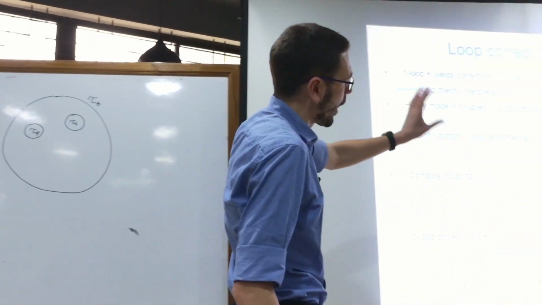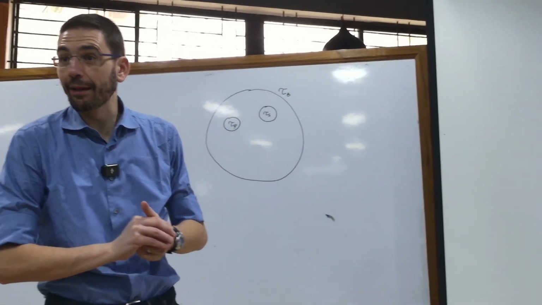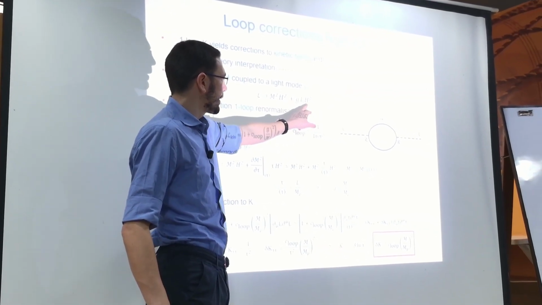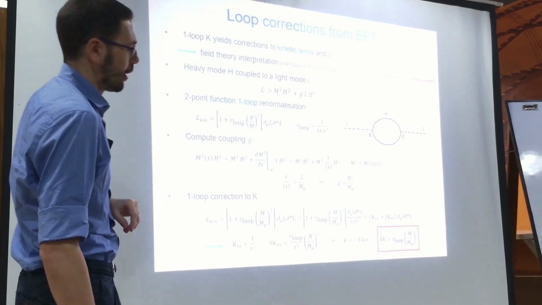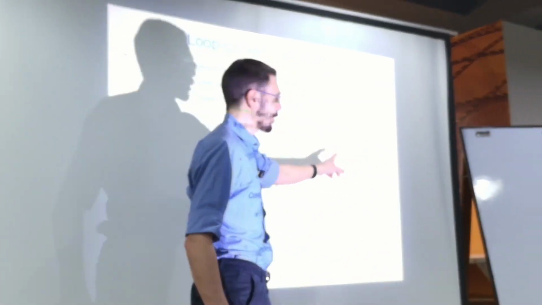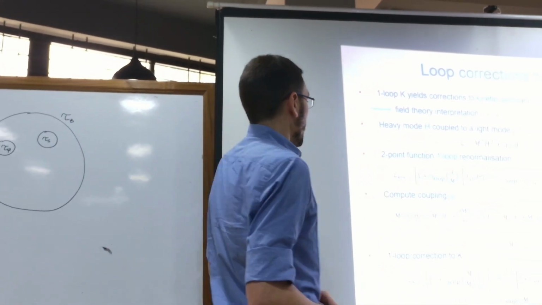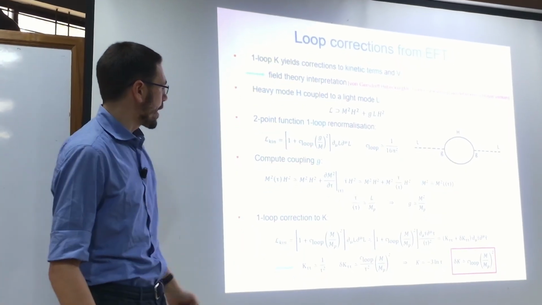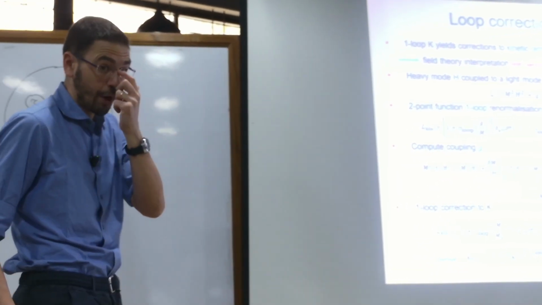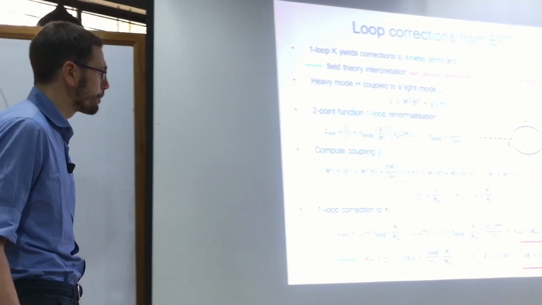So this is a very simple argument. Let's say that you have a heavy mode H coupled to a light mode L. So you have the mass for the heavy mode, and then there is a coupling L H squared with some strength G. That gives rise to this kind of loop correction to the 2-point function for L. And from the 2-point function, one loop renormalization, you know that the kinetic terms get a correction that goes like G over M squared, with a loop factor that is typically of order 1/16 pi squared.